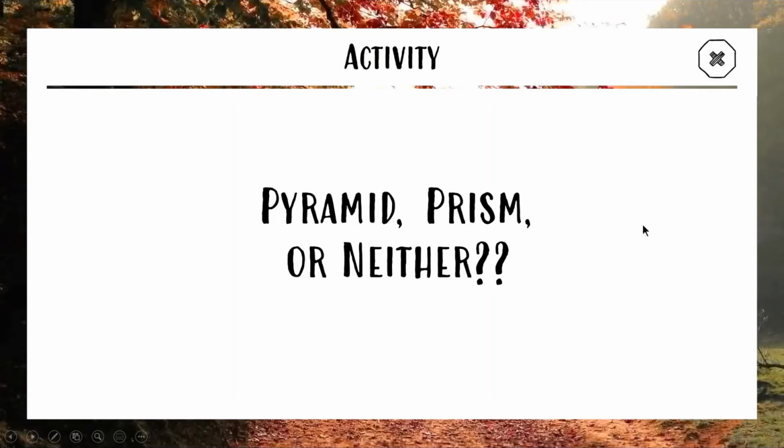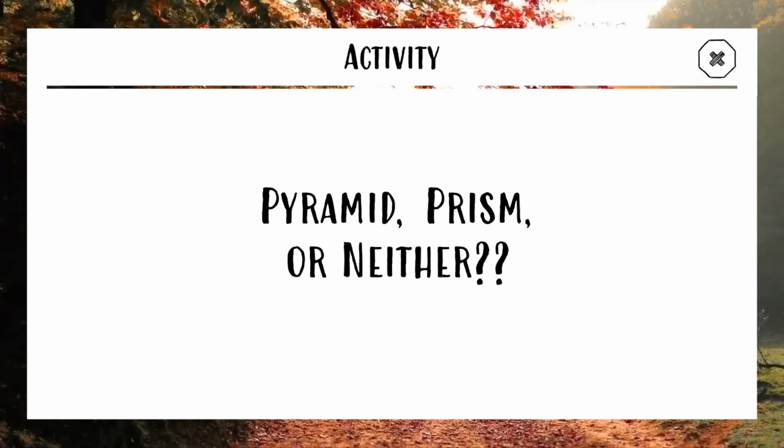All right, we're going to do a quick activity now, which works a bit better in a classroom, but we're going to see how we go. It's a very simple game. It's just called pyramid, prism, or neither. I'm going to put a picture up on the screen and I want you to think to yourself, or if you have someone at home that you can play with, you want to decide whether the thing is a pyramid or is it a prism or is it neither.